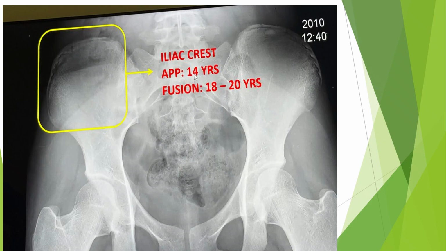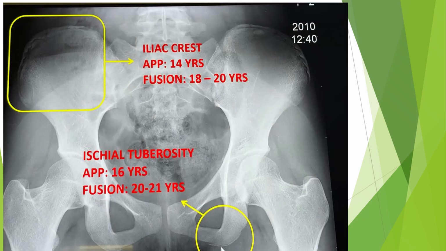This is another radiograph. Here, if you see, the iliac crest has appeared because you can see a fine line of gap. Okay, so that means it has appeared. So iliac crest appearance is 14 years, and fusion is by 18 to 20 years. Okay. Now, similarly, here you are seeing that iliac crest has appeared. Similarly, if you see the ischial tuberosity, appearance is 16 years and fusion is 20 to 21 years. See, this is also not fused, but it has appeared.